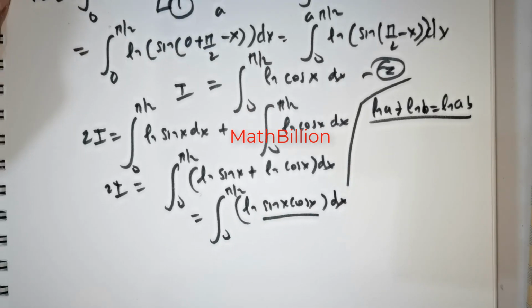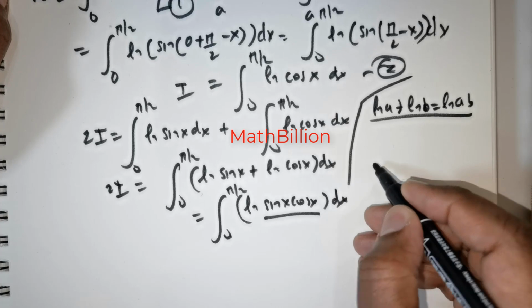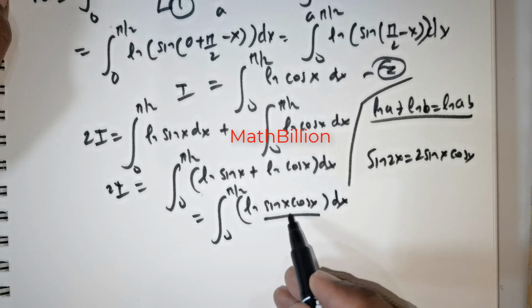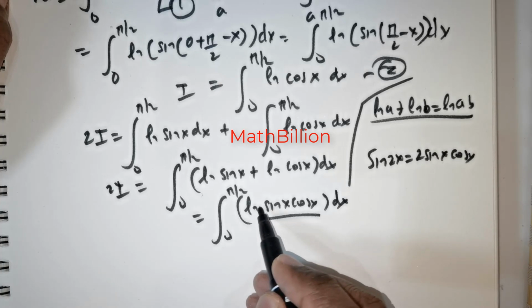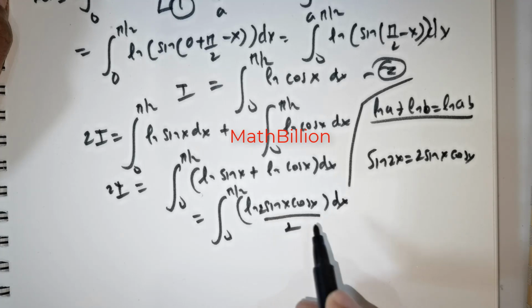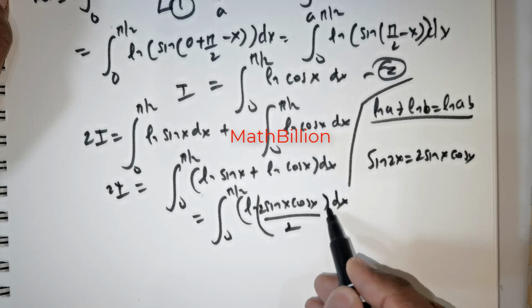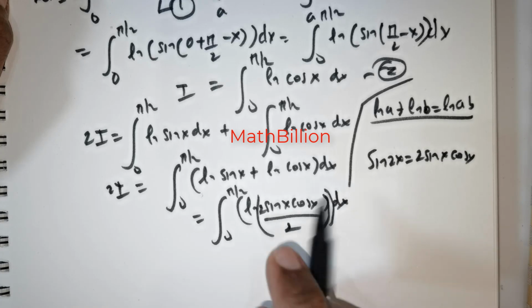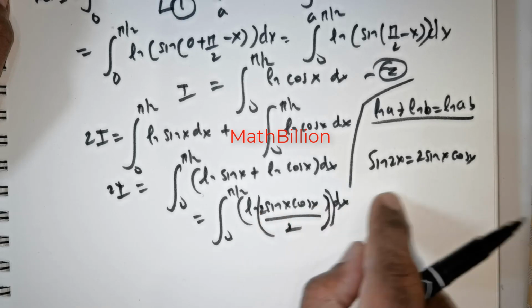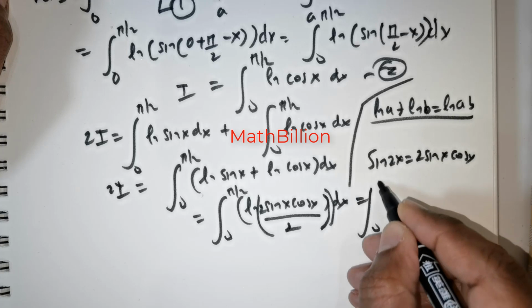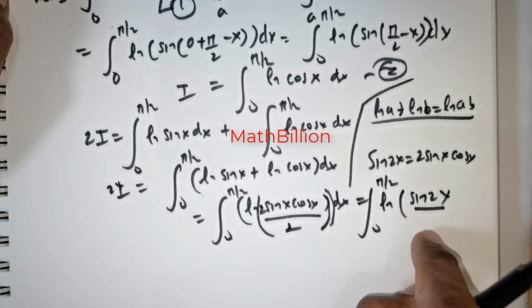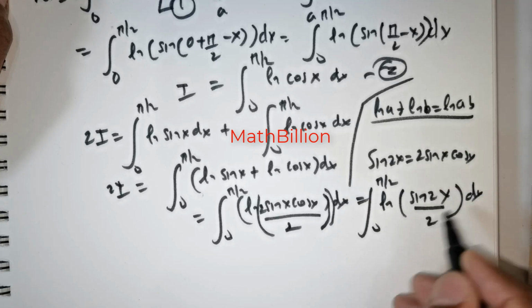times dx. Now I know a formula, sin 2x is equal to 2 times sin x cos x, but there isn't a 2 here. So I would like to multiply by 2 in the numerator and divide by 2. So you get 2 times sin x cos x, which is nothing but sin 2x. So this is equal to integral 0 to pi over 2 of ln of sin 2x over 2, times dx.